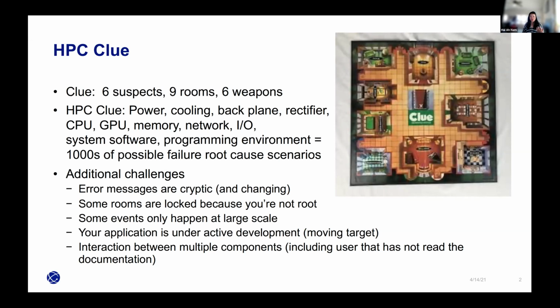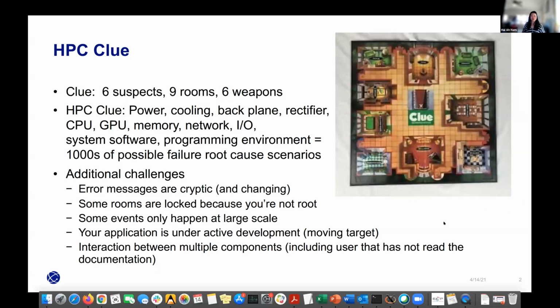Plus, we're also causing problems too, because the application is under active development. It's a moving target. And I think what we're seeing more and more nowadays is that the problem is not from one root cause, but an interaction of multiple components that cascade. So it really is more and more challenging to play HPC Clue and more time consuming. On top of that, we also do silly things like not reading the documentation. So we're in that scenario as well.